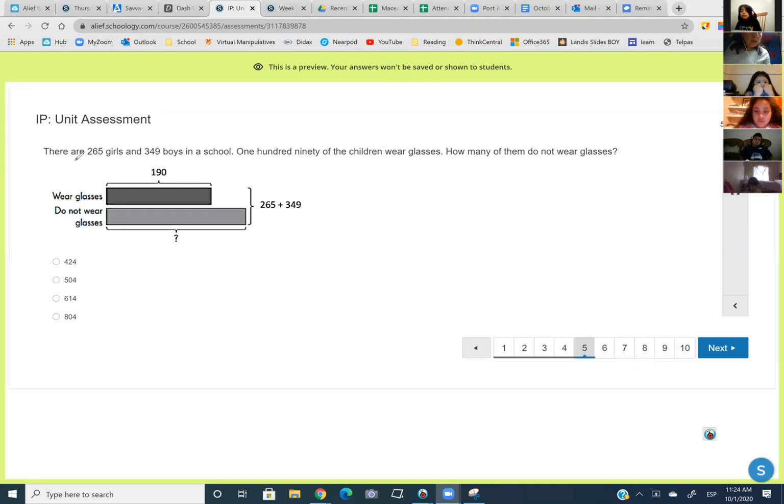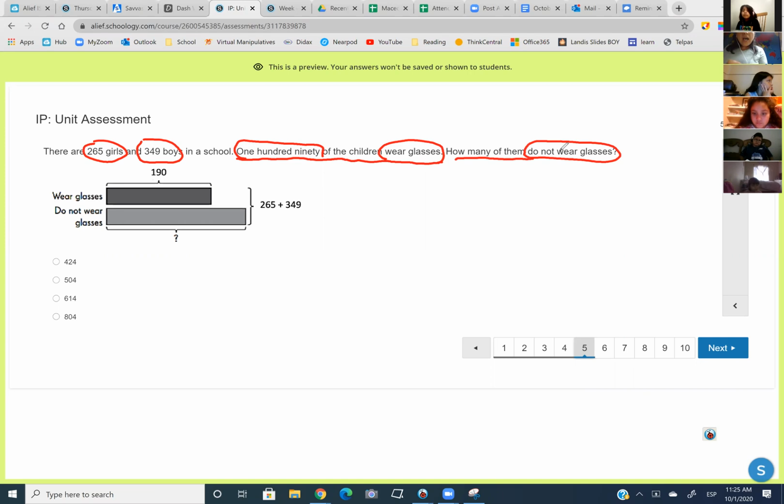Here it says there are 265 girls, that's important, and 349 boys in a school. But here it says that 190 of the children wear glasses. This number is going to be important. 190 wear glasses. So how many do not wear glasses? How many do not wear glasses? And obviously they're helping us again. They tell us how many kids are wearing glasses.